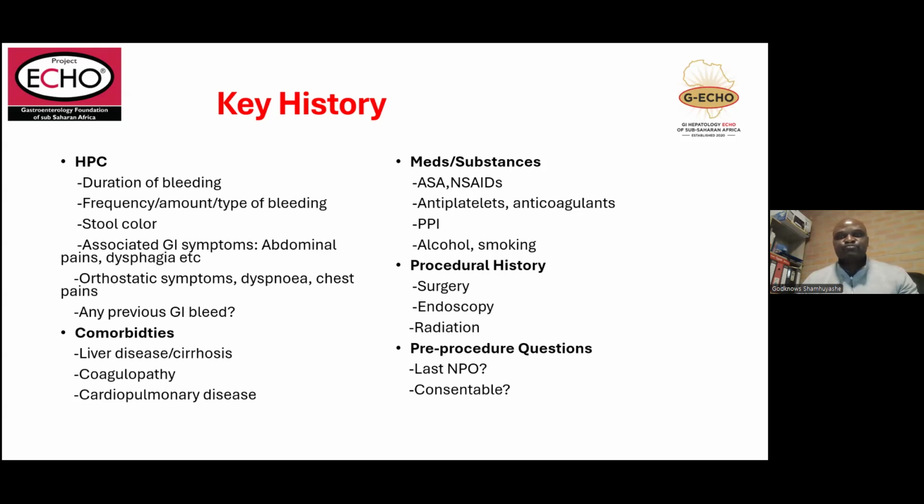The procedural history is very important. Some might have had recent surgery or a procedure like an endoscopy or radiation. As you assess and take the history of this patient, it's also important to anticipate that you might end up doing an endoscopy early. So you might need to get consent from the patient, whether they are consentable to the procedure, and also ask them when was the last time they ate.